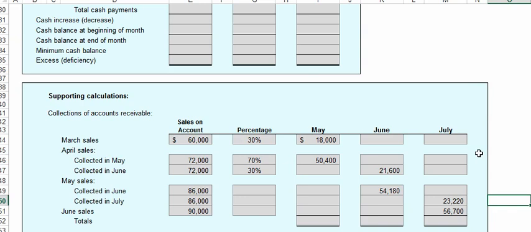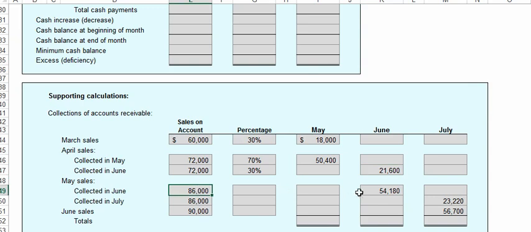Alright, now notice we'll have two numbers collected in each month. The 18,000 collected in May, that's the 30% left over from March sales. 70% of April sales made on account are collected in May. 30% of April sales made on account are collected in June.